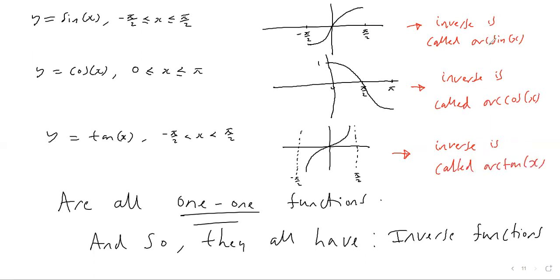So ARCSIN, ARCCOS, and ARCTAN, these three functions are the inverse functions of sin, cos, and tan, specifically when sin is between -pi/2 and pi/2, when cos is between 0 and pi, and when tan is between -pi/2 and pi/2. The inverse functions are called ARCSIN, ARCCOS, ARCTAN. And tomorrow we will look at how we actually sketch those graphs and what the graphs of ARCSIN, ARCCOS, and ARCTAN all look like.